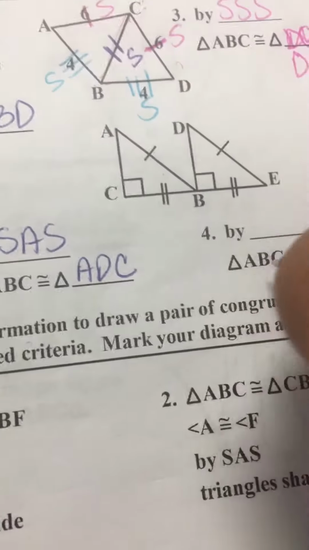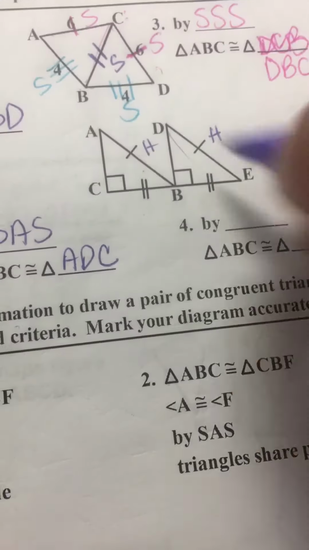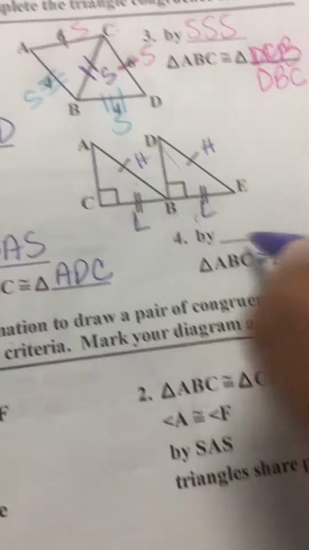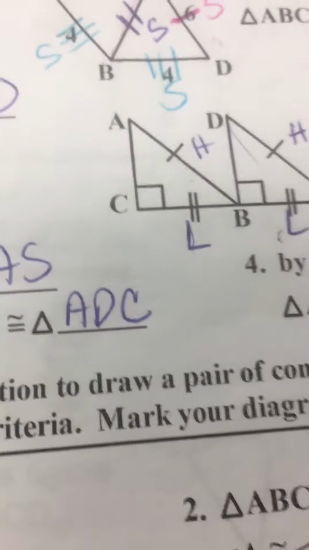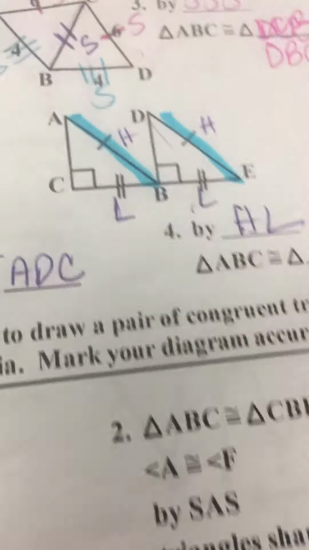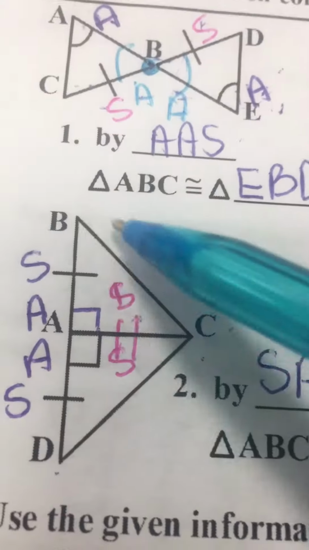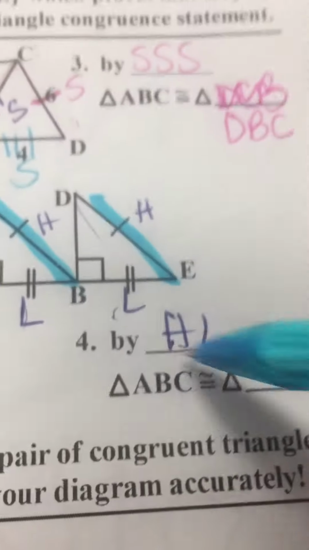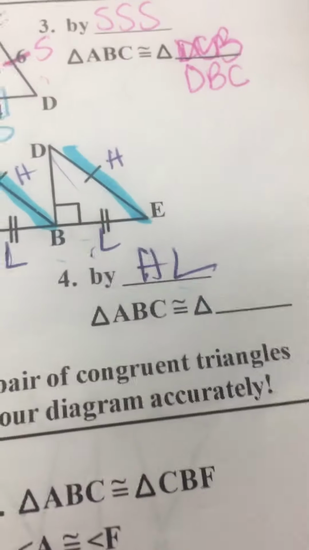Okay, last one. This is definitely HL because they gave us the H, and the other side would be L. If you don't know what the H is, it's always the side across from the box. So if you go to the box and look across, this is always the H. That side has to be the H. If you don't have an H, you can't do HL. So then you see here, I didn't have an H, so this couldn't be HL. So triangle ABC is congruent to triangle DEB.